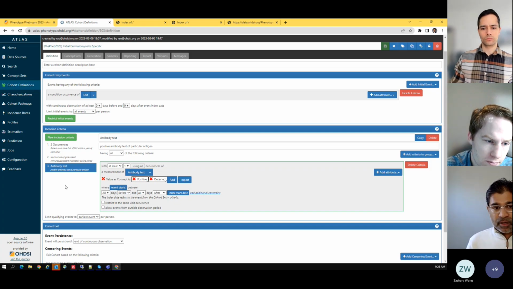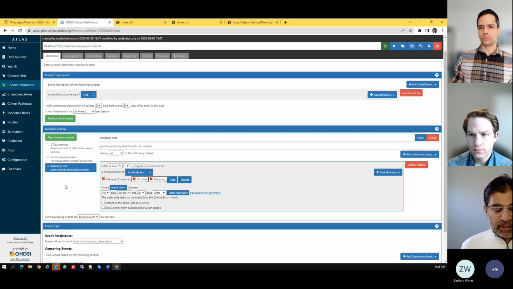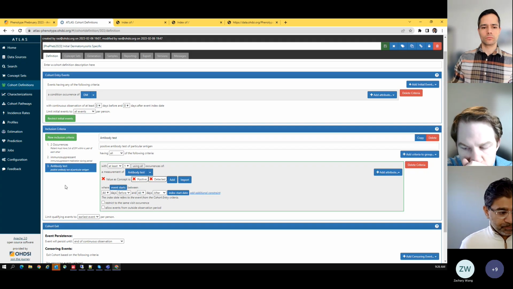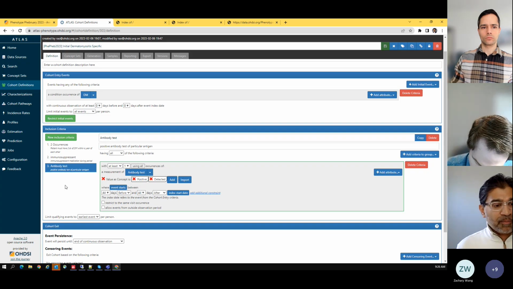So one approach would be to split this rule into 2 components. We could say rule number 3 and rule number 4. Rule number 3 could be performance of the test, and rule number 4 would be performance of the test with a positive result.